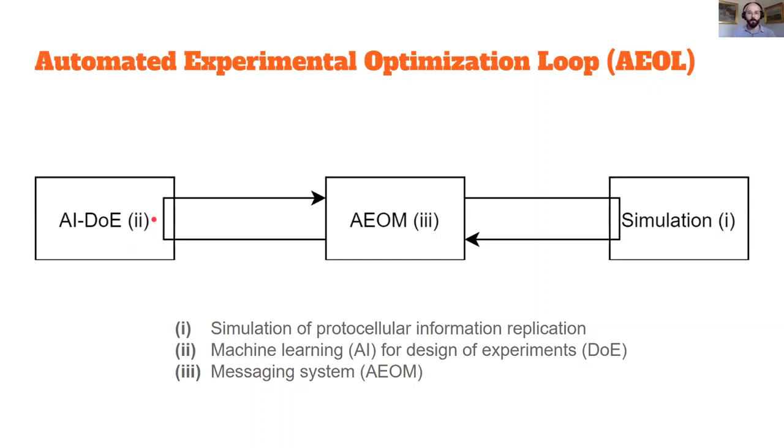So these experiments are in this loop passed on to the messaging system, which then triggers a set of simulations. And this just carries on until you have reached the desired result, or you complete a fixed amount of iterations.